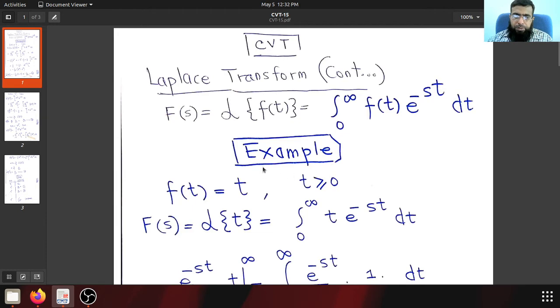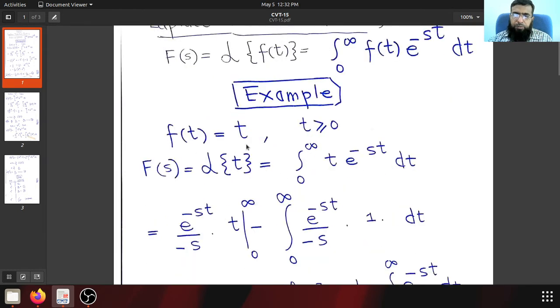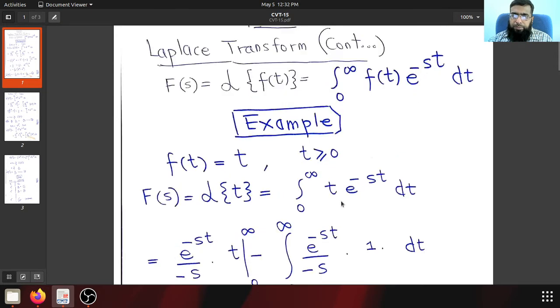Right, so the example that we are going to solve in this lecture is f of t equal to t for t greater than or equal to 0, and you know that this transform is defined for t greater than or equal to 0. So the Laplace transform of t: we plug the value of t here instead of f of t, because f of t is given to be t, and the rest of the things remain the same.